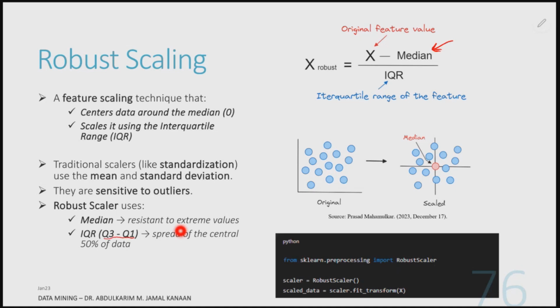Q1 is the 25th percentile, and Q3 is the 75th percentile. The median is the value at 50%. So this is what we call the interquartile range of the feature. To use this in Python, just use robust scaling, and then you fit and transform your data.